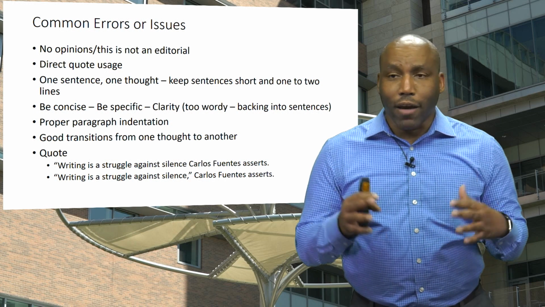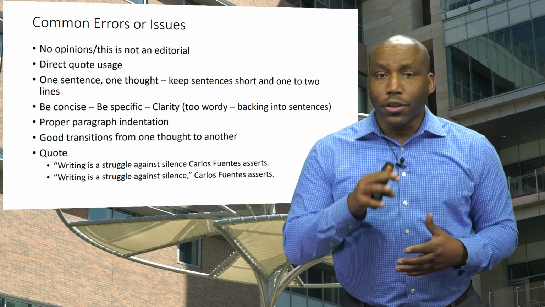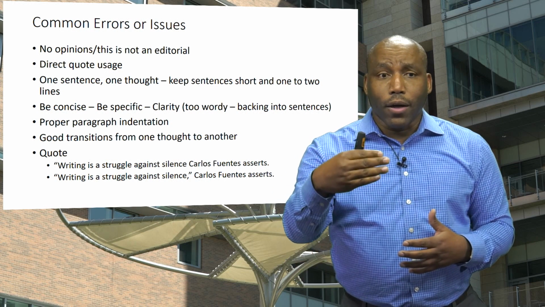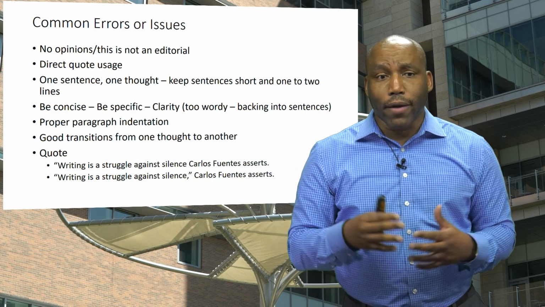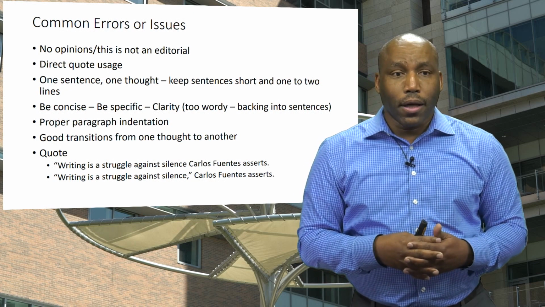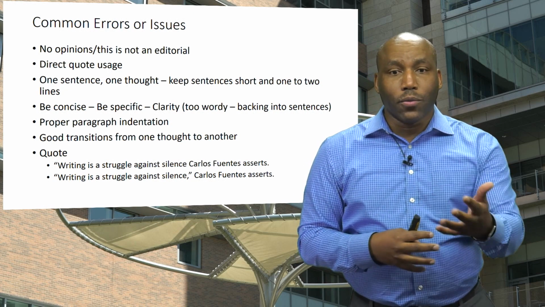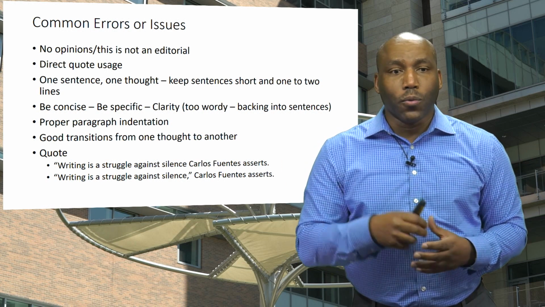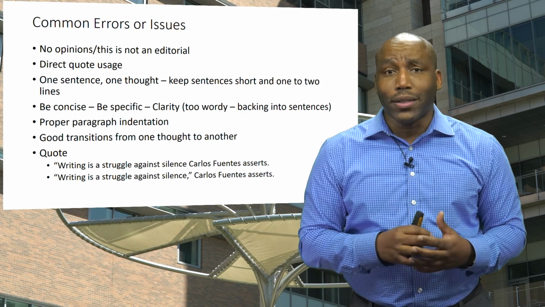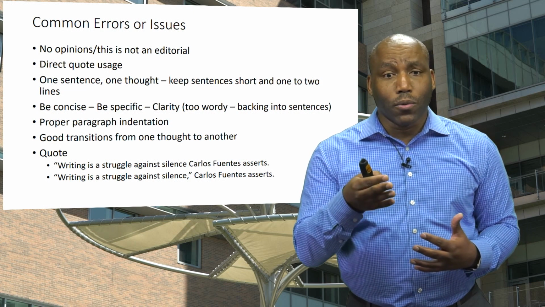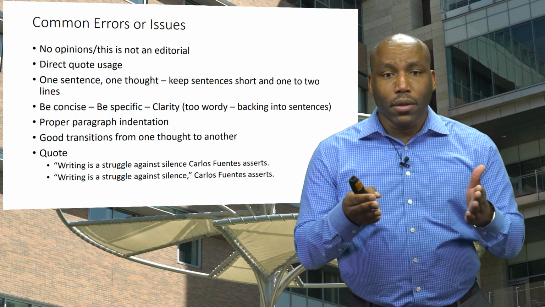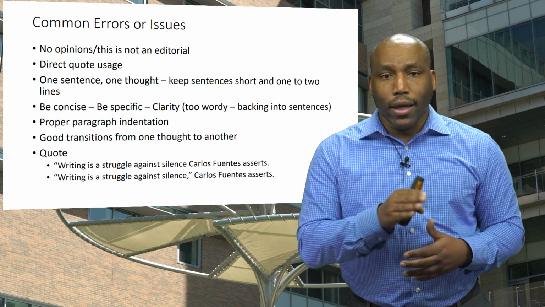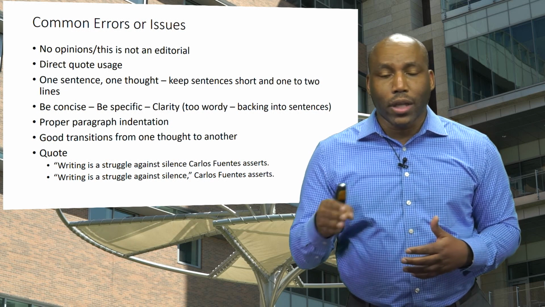Again, be concise, have proper paragraph indentation, good transitions from one thought to another in your sentences and paragraph structure, and good transitions from paragraph to paragraph and from section to section. Follow the proper style for quoting, like the example listed here. Make sure you have your open and closed quotation marks appropriately. That first one, writing is a struggle against science, Carlos Fuentes asserts, is missing the comma and the closed quotation. So you have the open quotation, the comma, and then the closed quotation. The closed quotation always goes after the comma, and then Carlos Fuentes asserts or states.